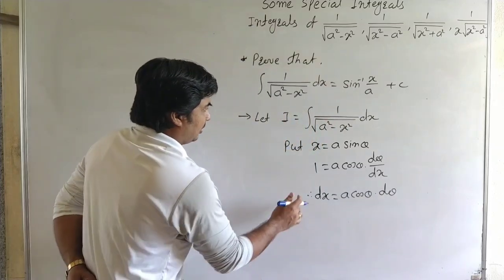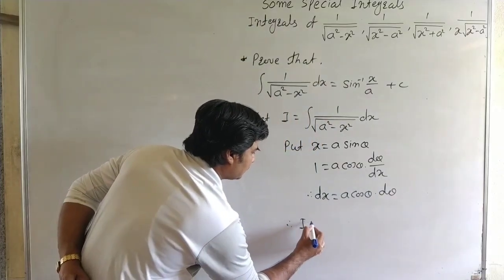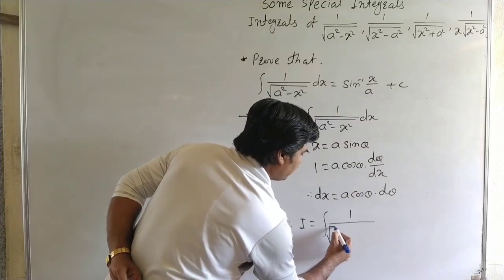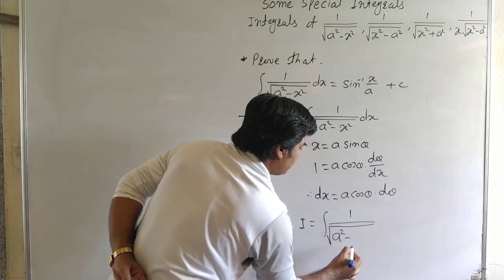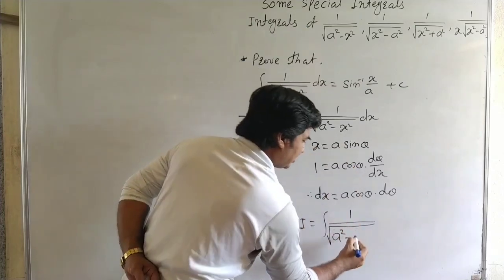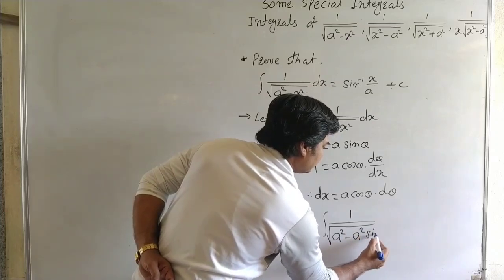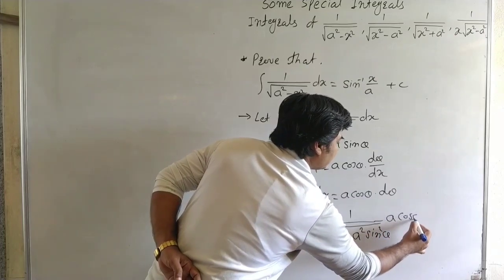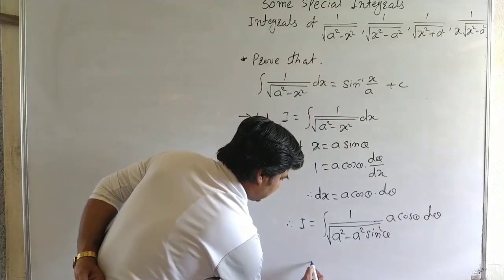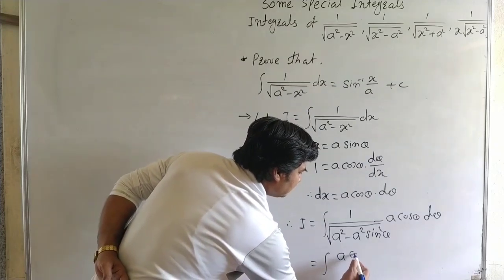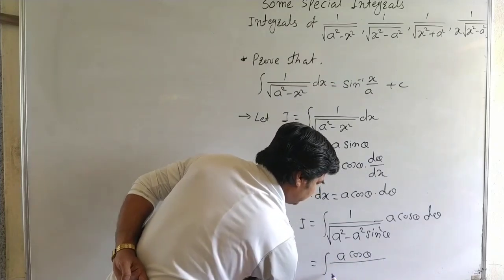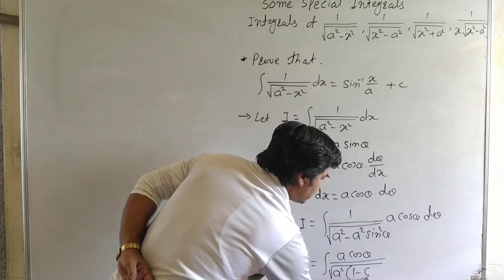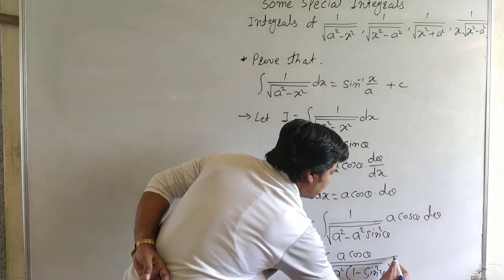Okay, here, the integral is equal to 1 upon under root of a square minus x square. Put x equal to a sin theta, therefore x square is a square sin square theta, and the value of dx is a cos theta d theta. Then this can be written as a cos theta upon under root of a square, take common, then we get 1 minus sin square theta, and it is d theta.